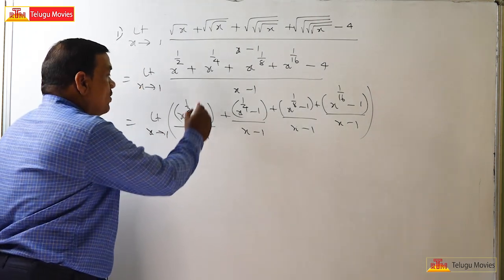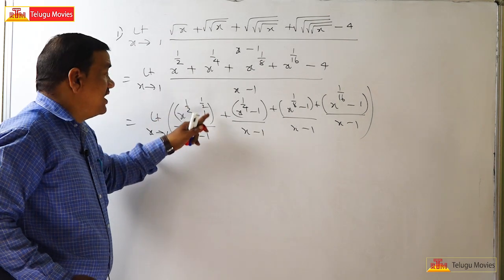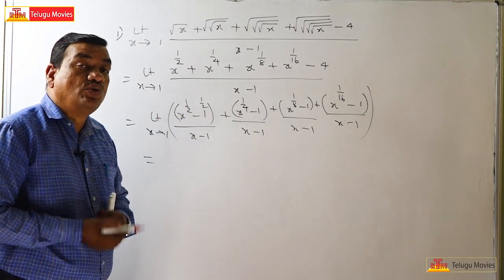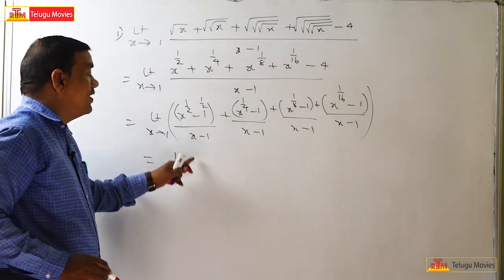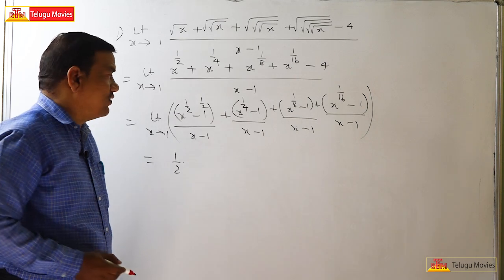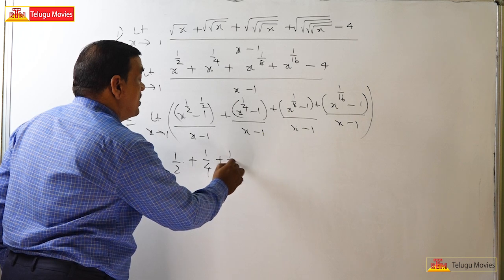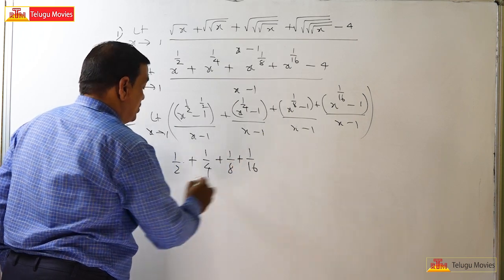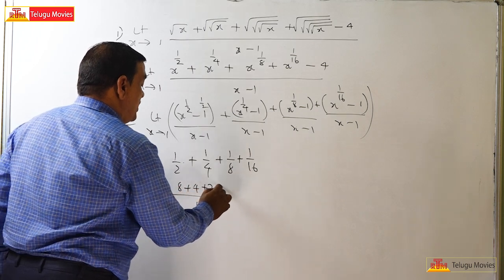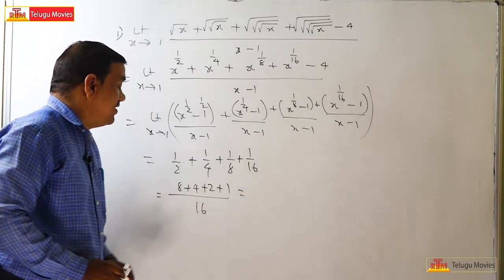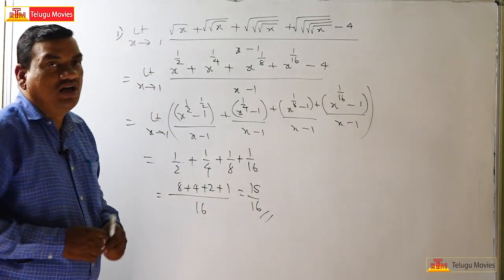Now here 1 by 2 will be there. We can write x power n minus a power n by x minus a is equal to n into a to the power of n minus 1. That is 1 by 2 into 1 to the power of 1 by 2 minus 1, which is 1. So here how much will you get? 1 by 4, here 1 by 8, here 1 by 16. LCM 16: here 8, here 4, here 2, here 1. So 8 plus 2, 10, 15 upon 16. So 15 upon 16 is the right answer.